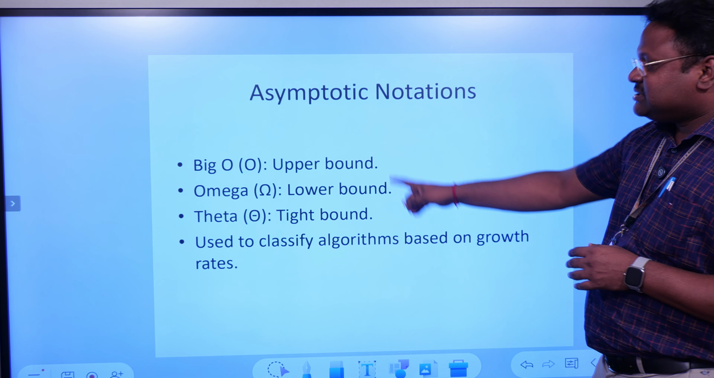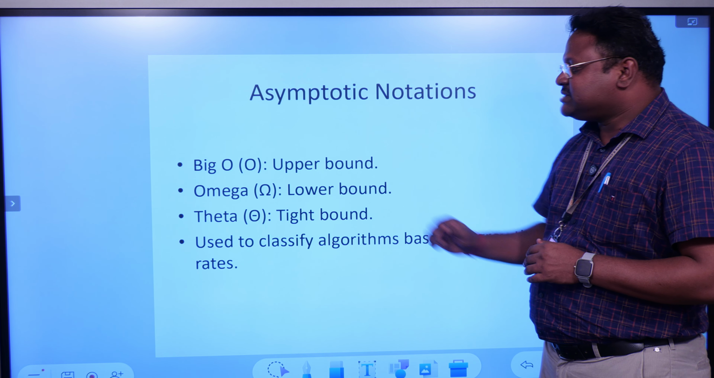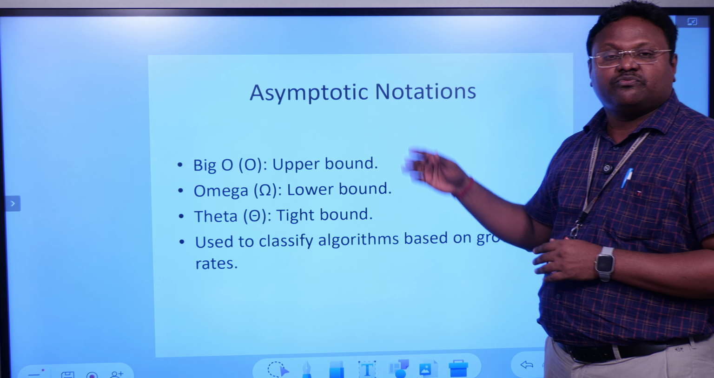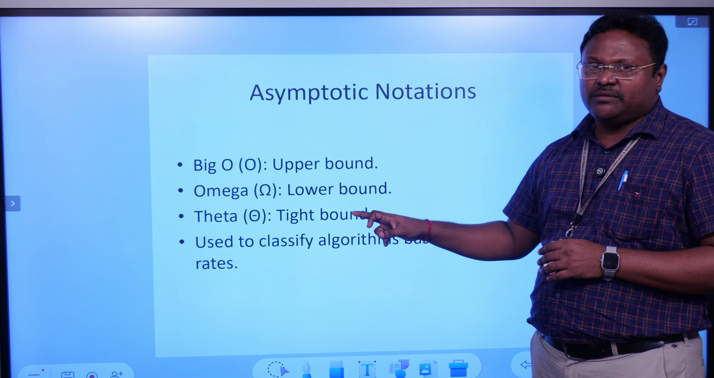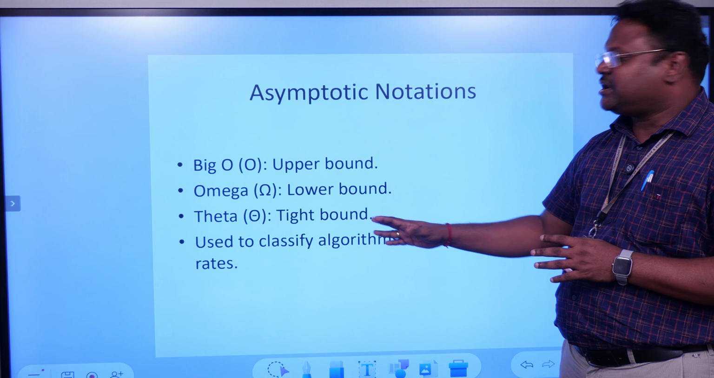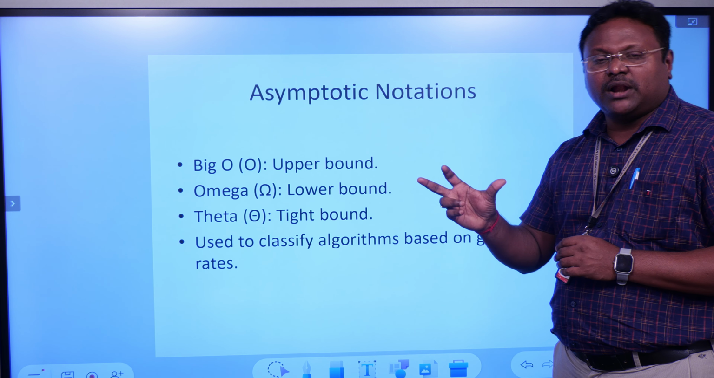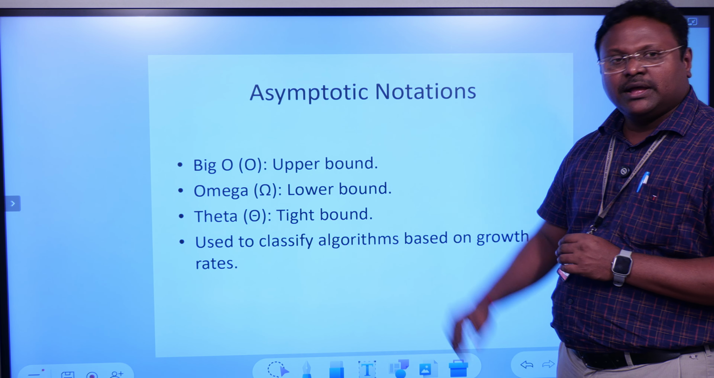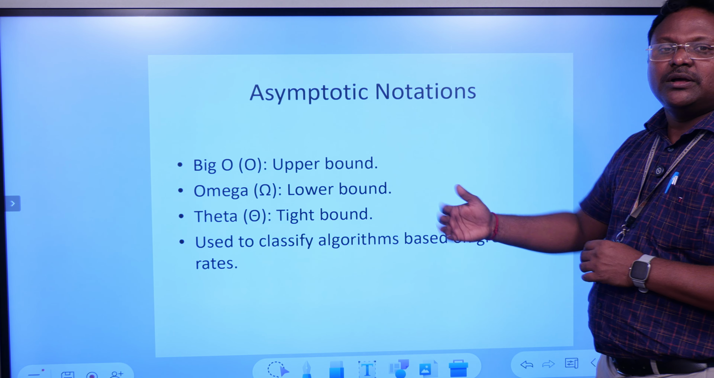In notations, these three things are very important. Big O is an upper bound, omega is a lower bound, and theta is the tight bound. Big O will be used for all the programs. Omega we will not use regularly; it is a lower bound value, and its success rate is also high. Theta will be a median value. If we take 0 to 100, the median value is used for theta. So it is used to classify the algorithms based on growth rates.